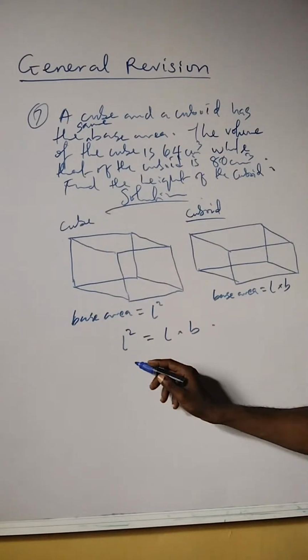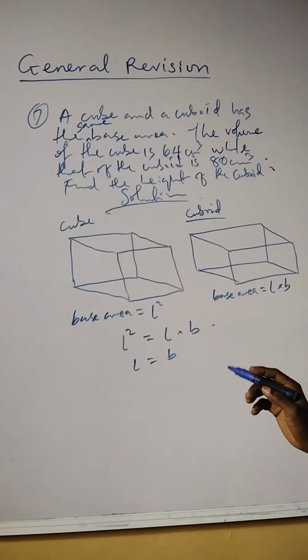So divide both sides by L, and we get L equals B. So that's what it means: L is the same thing as breadth. Now the volume of the cube is 64.